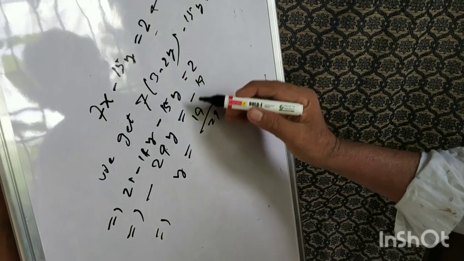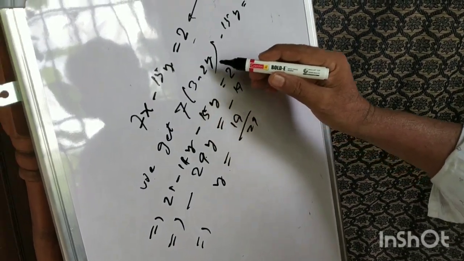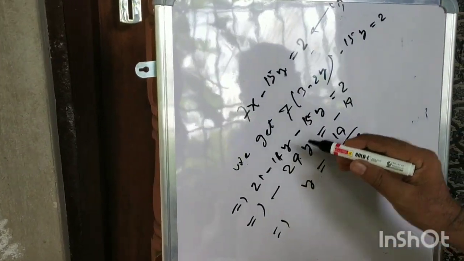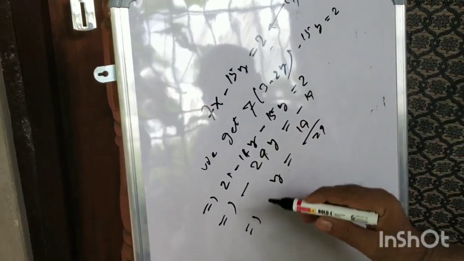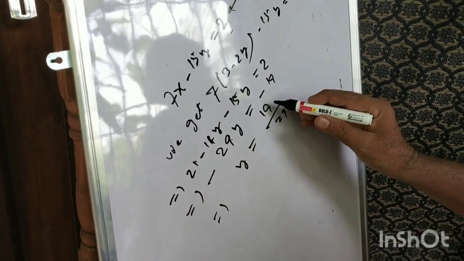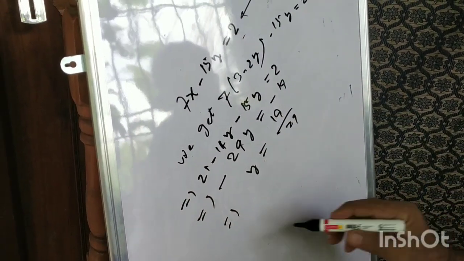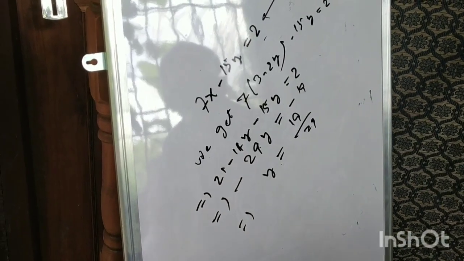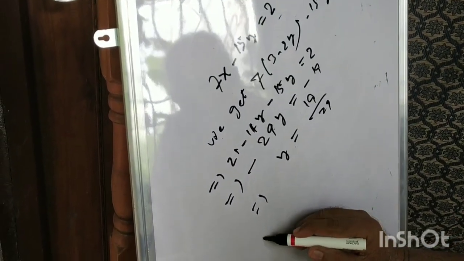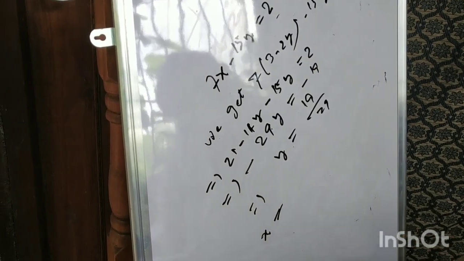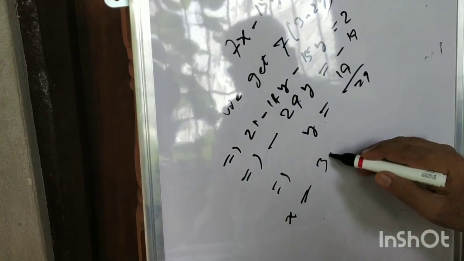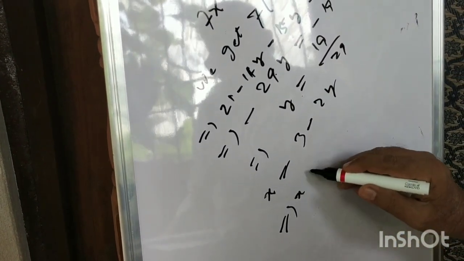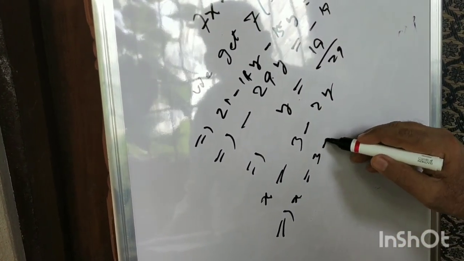So that is, 7 into 3 minus 2y minus 15y is equal to 2. Implies 21 minus 14y minus 15y is equal to 2. Implies minus 29y is equal to minus 19. Implies y is equal to 19 upon 29. And we know that x is equal to 3 minus 2y.